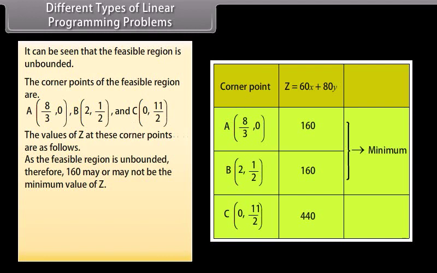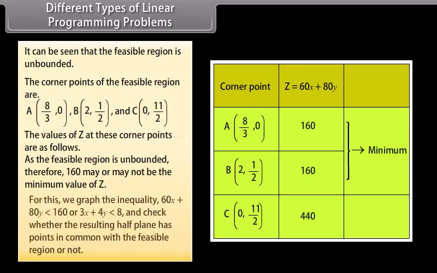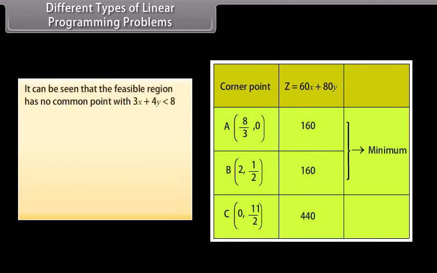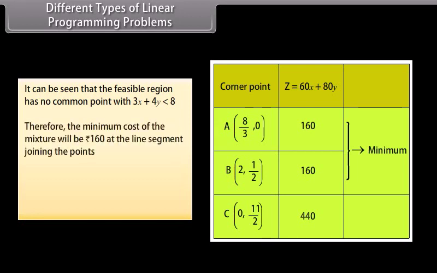As the feasible region is unbounded, therefore 160 may or may not be the minimum value of Z. For this, we graph the inequality 60x plus 80y is smaller than 160 or 3x plus 4y is smaller than 8 and check whether the resulting half plane has points in common with the feasible region or not. It can be seen that the feasible region has no common point with 3x plus 4y smaller than 8. Therefore, the minimum cost of the mixture will be Rs 160 at the line segment joining the points (8/3, 0) and (2, 1/2).